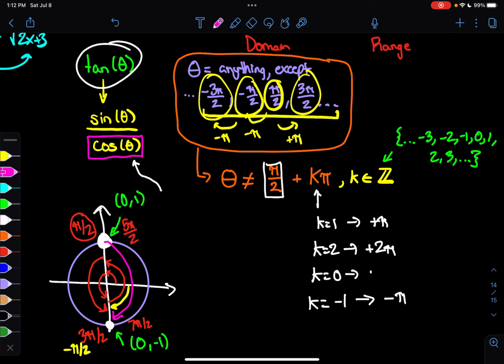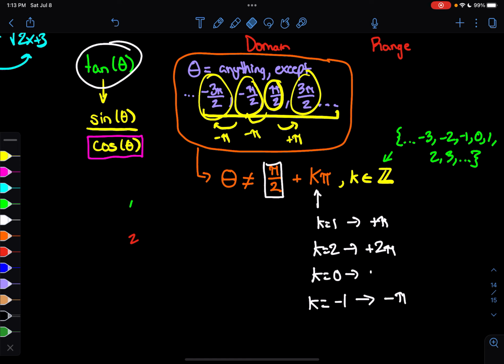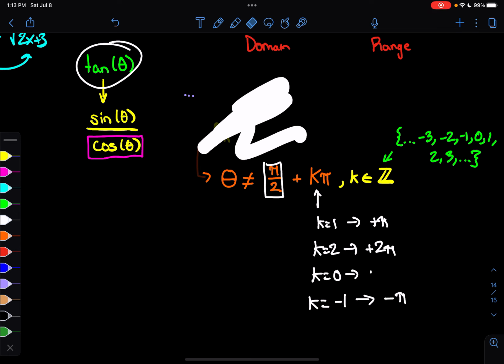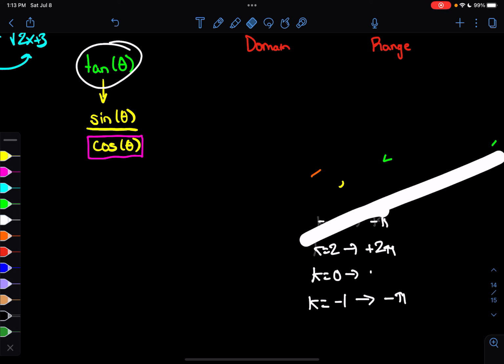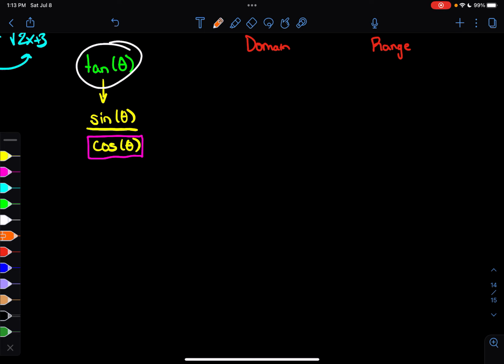So I have a lot written down, and now I'm going to erase it all to tidy this up. How would I write the domain now that we have all of this? Hopefully you wrote some of that down in your notes. I would say the domain could be any angle that is not equal to pi over 2 plus any multiple of pi, where k is just some integer.